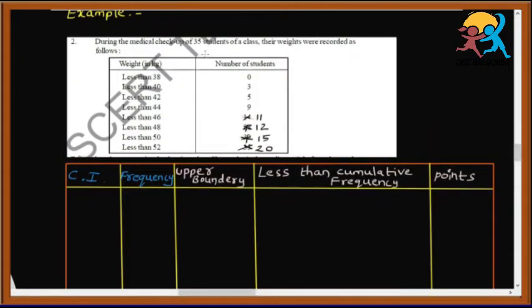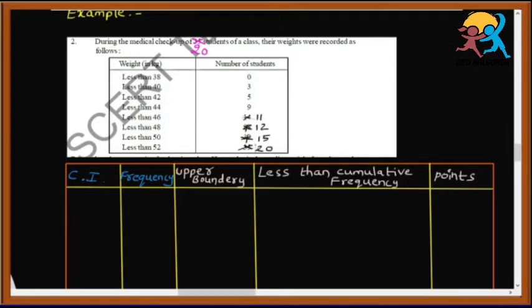Here, during the medical checkup of 20 students of a class, their weights were recorded as follows: weight in kg and the number of students. It is less than 38 kg. The number of students below 38 kg is 0, the number of students below 40 kg is 3, the number of students below 42 kg is 5, and the number of students having a weight below 44 kg is 9. Like this the data is given.